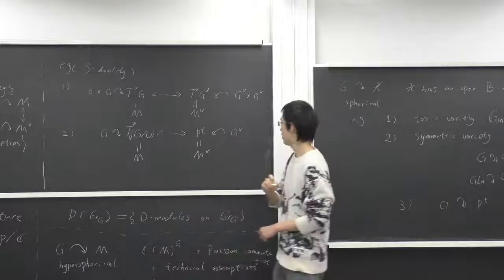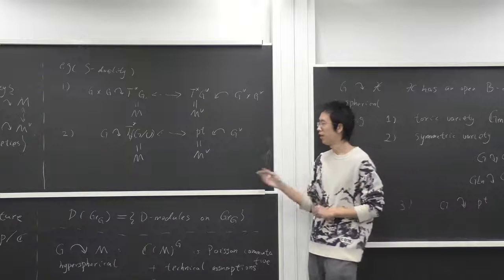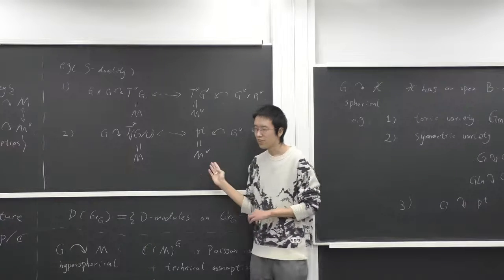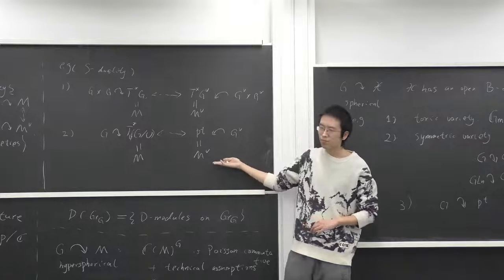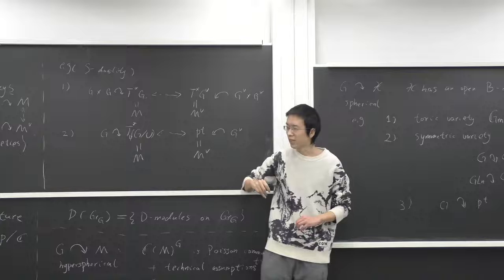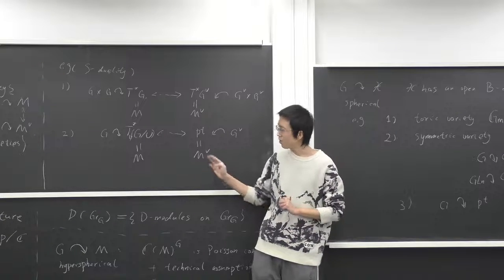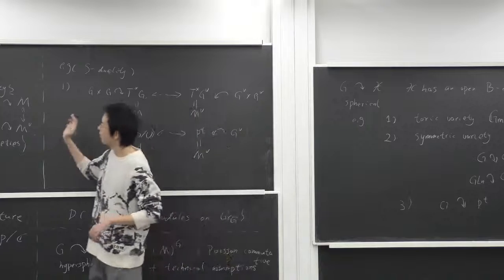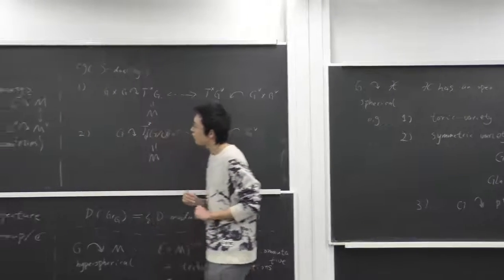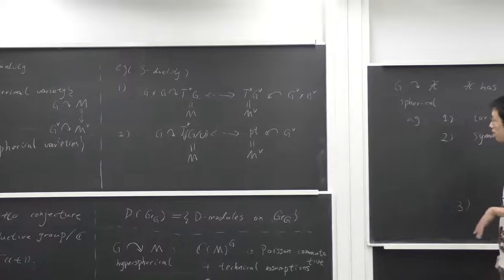And you regard it as a G check hyperspherical variety, right? So from this example, you see that even for the most trivial case, its dual hyperspherical variety is already something which is not so trivial. So you can imagine that for the more general case, the construction of the dual hyperspherical variety will be more complicated.